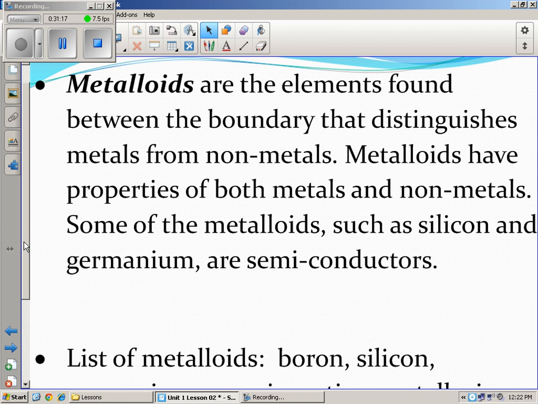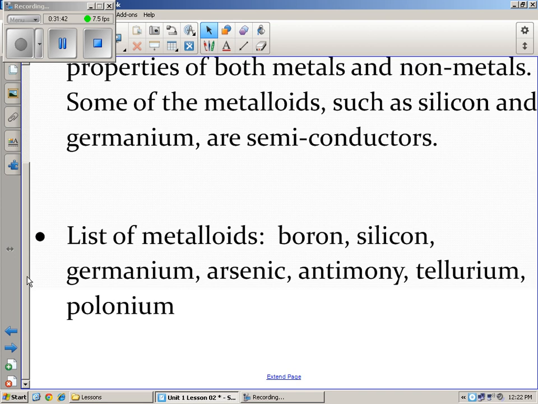Metalloids. Last one here, I don't know if we'll get this done here, but metalloids are the elements found between the boundary that distinguishes metals from non-metals. Metalloids have properties of both metals and non-metals. Some of the metalloids, such as silicon and germanium, are semiconductors, which means they somewhat conduct electrical current. All right? And the list, I'm just going to finish this here, guys. The list of metalloids include boron, silicon, germanium, arsenic, antimony, tellurium, polonium.